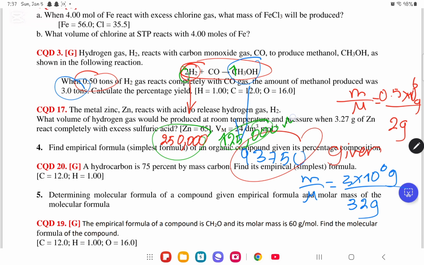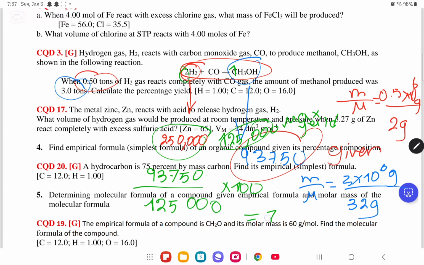Now this is the maximum possible yield. And to find the percentage yield, it's very simply the given yield, which is 93,750, divided by the maximum yield, which is 125,000. Okay? And then all of it is multiplied by 100. Then if you do it on your calculator, you are going to get 75%.